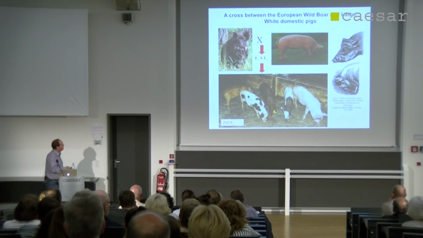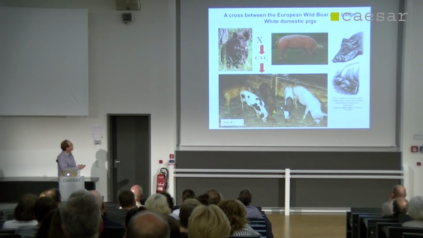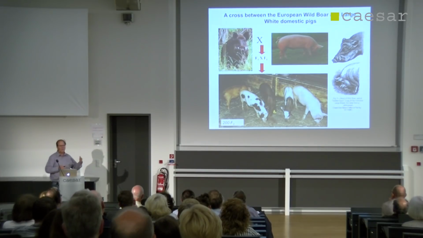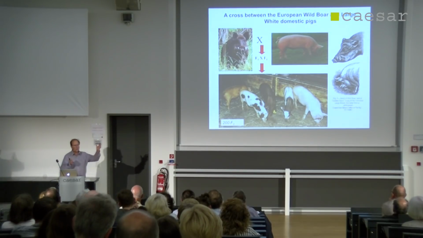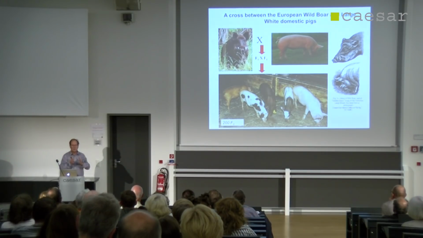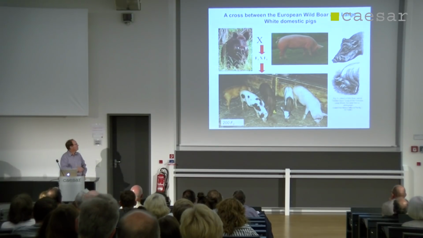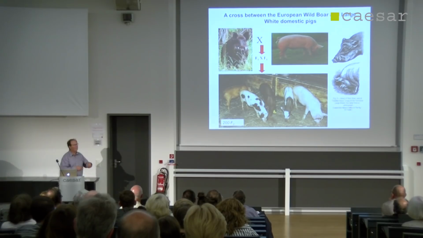So what you see here is, in fact, we crossed this one. This is the first hybrid generation, and this is the second generation. These F1s all look the same. All of these get 1 chromosome from the wild boar and 1 from the domestic pig, so they're all very similar. What happens from F1 to F2 is that you get Mendelian segregation. So these are 50% wild boar, 50% domestic on average.